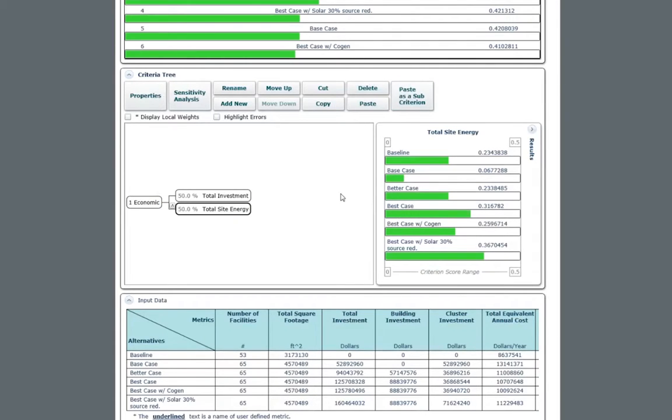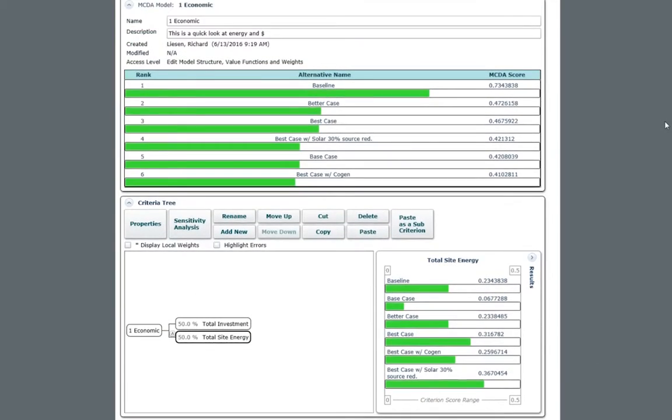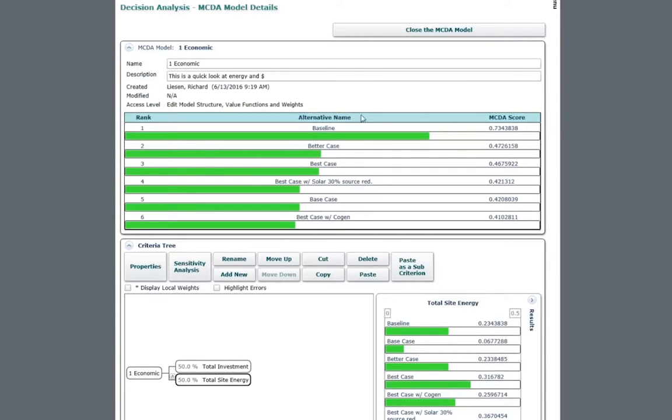Okay, so we end up with this. Now, this is what we're seeing. The first thing we see is this is the MCDA score, the total score, and this is also set in its rank, right? So at this point, we see that the baseline, doing nothing, comes up with the highest score. Well, that's not really what we're doing, right?